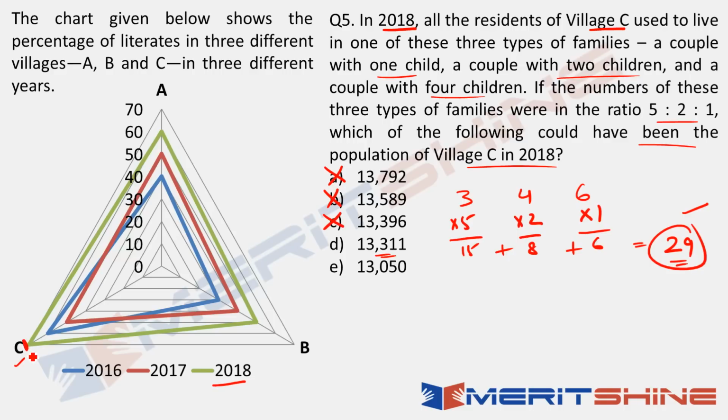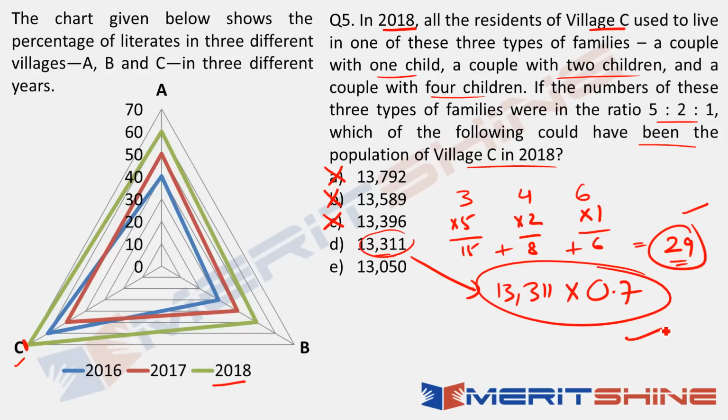What you also know is that 70% of the people in this village are literate. Now 70% of this number, 13311 into 0.7, this should be an integer, isn't it? The number of literate people cannot be in decimals. So that is the reason why D also cannot be the answer, and the answer would be option E. Option E gives you an integer when it's multiplied with 0.7.